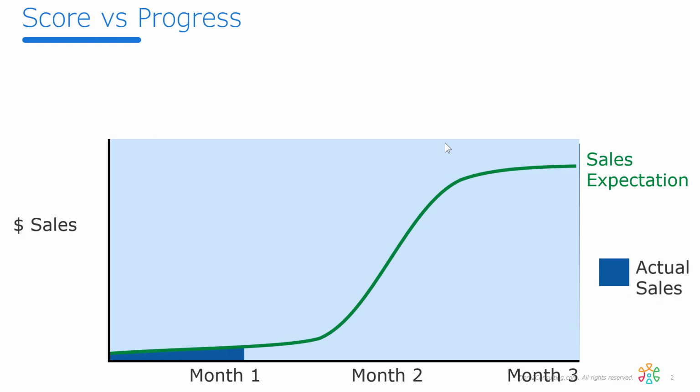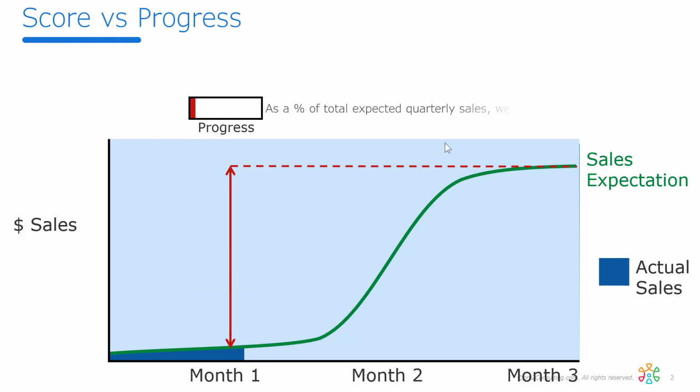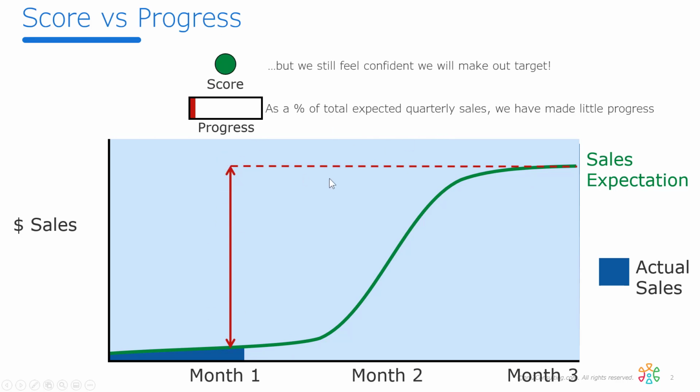Now, let's say in the first month, my actual sales looks like it's on target, but it's still significantly off my sales expectation for the quarter. So BetterWorks would report that as a red with a small portion, because what it's really saying is, as a total percentage of target, we've made little progress. But as an owner, I might give it a score of green because based on my expectation, I'm where I expect to be, and I'm pretty confident we're going to make our target.